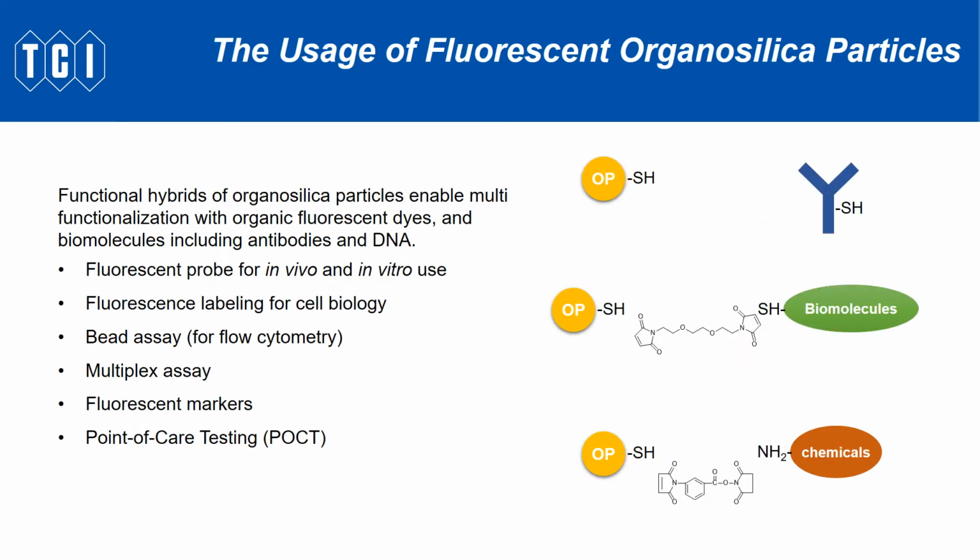Functional hybrids of organosilica particles enable multifunctionalization with organic fluorescent dyes and biomolecules including antibodies and DNA. Here are examples of strategies for various organosilica particles functionalized with a variety of molecules. Fluorescent probe for in vivo and in vitro use. Fluorescence labeling for cell biology. Bead assay for flow cytometry. Multiple assay. Fluorescent markers. Point of care testing, POCT, and so on.